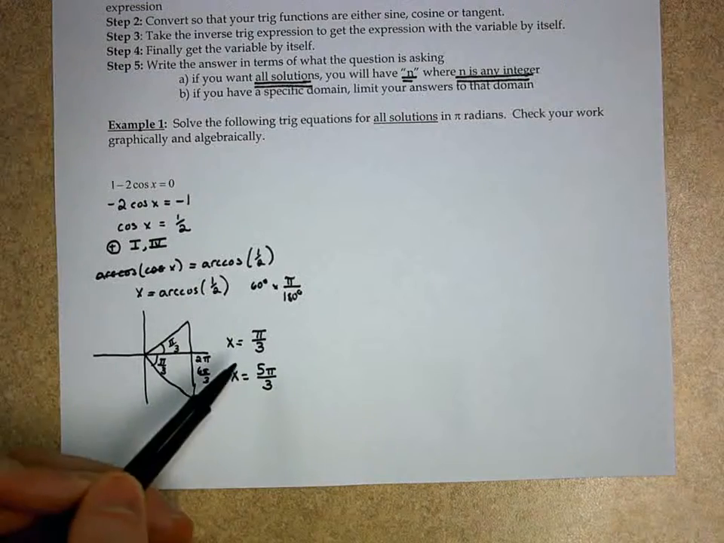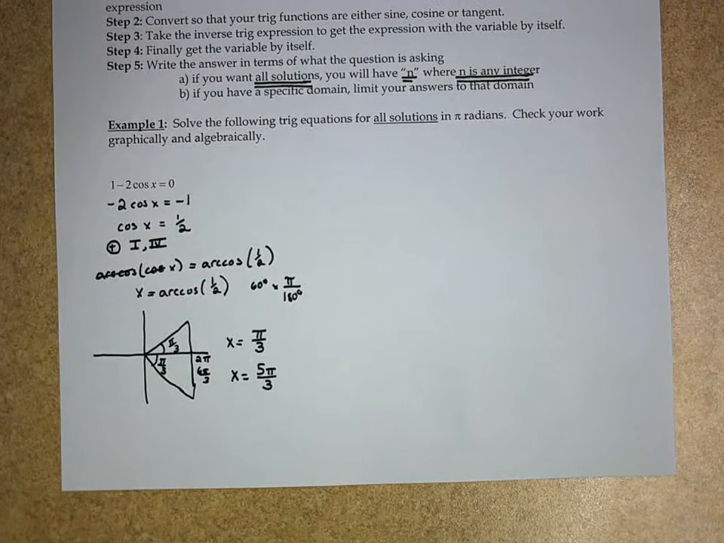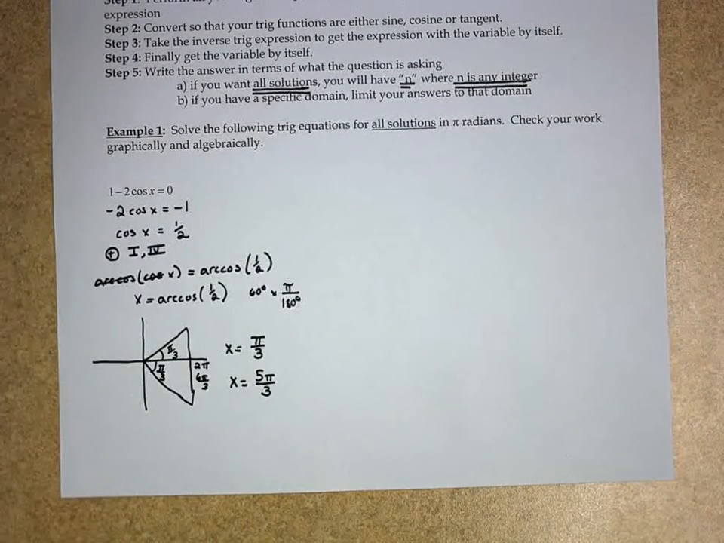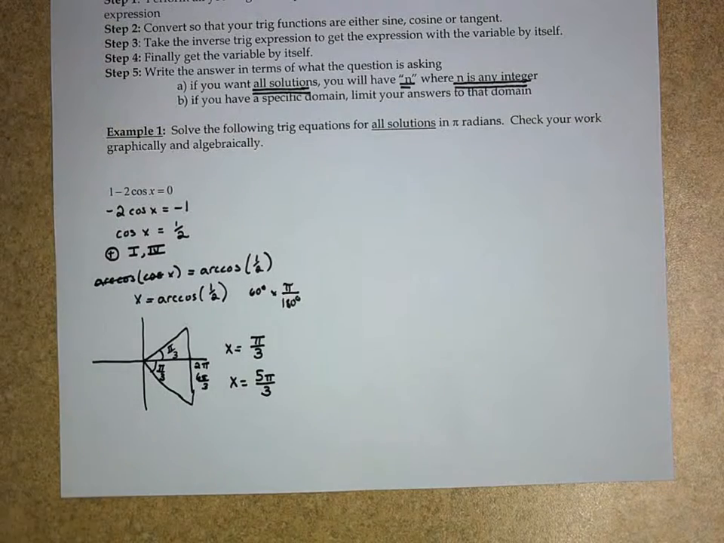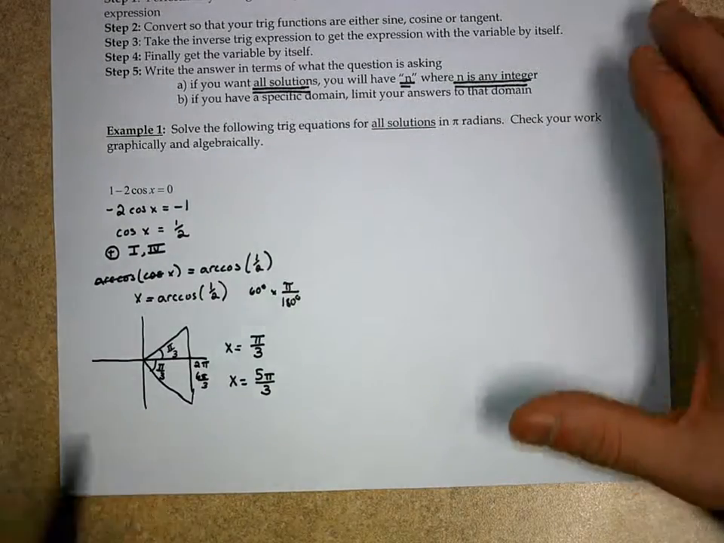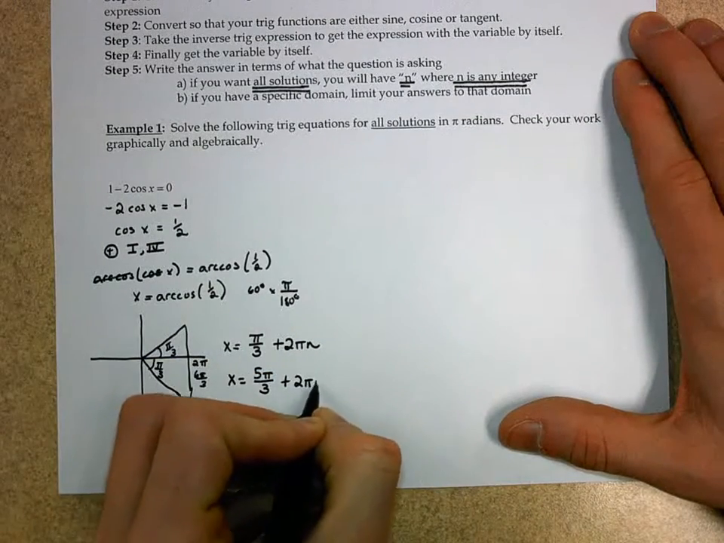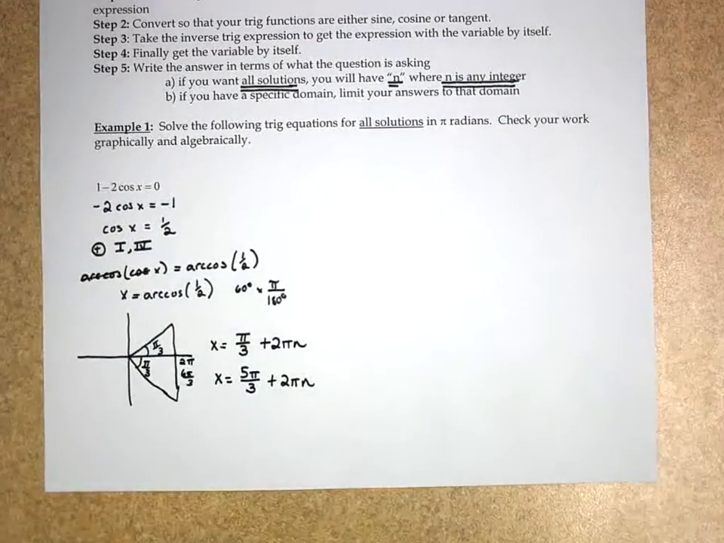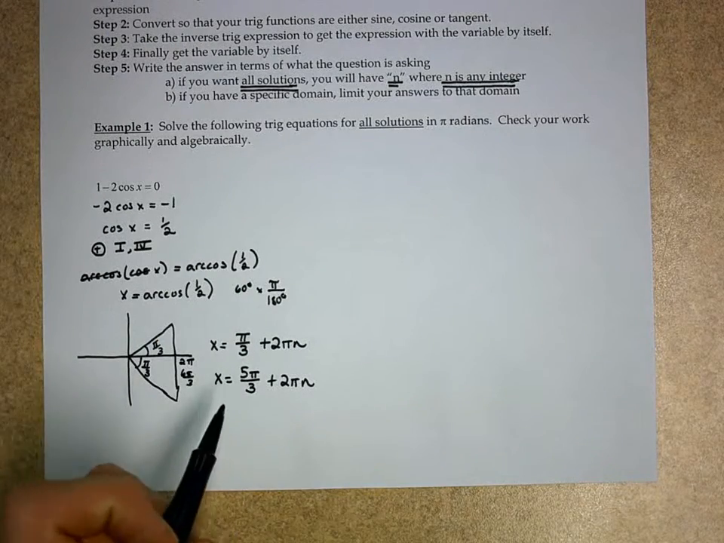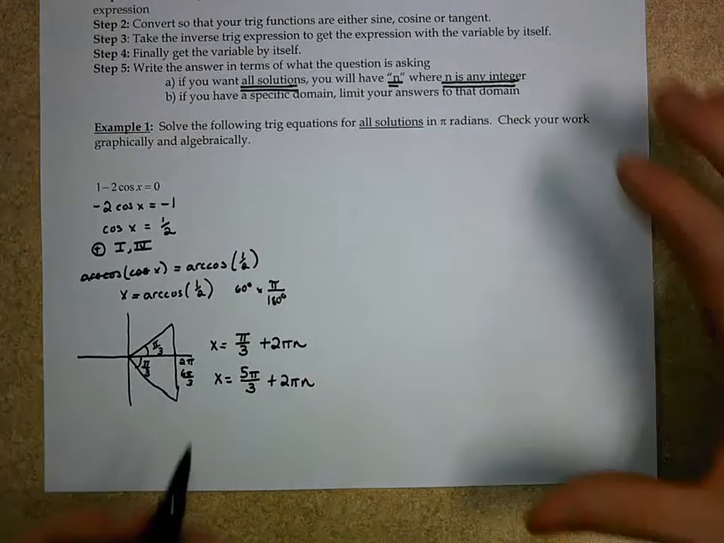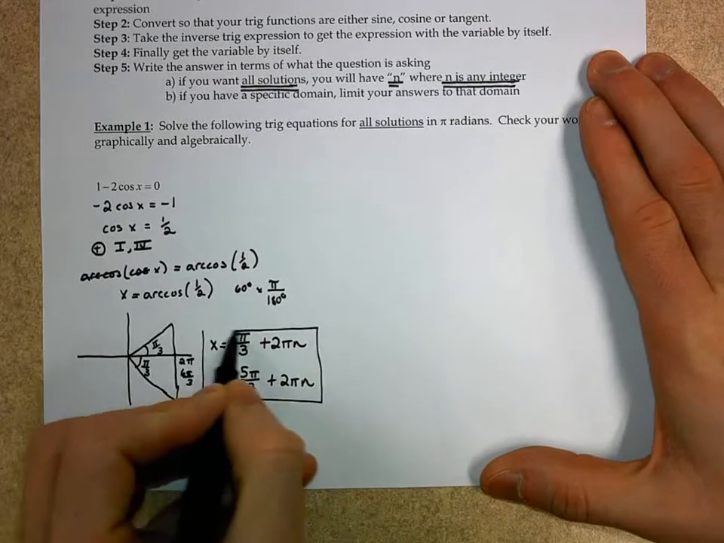Now this is fine and dandy. Those are my two solutions that I get from just reference triangles. But I want all solutions. So I want every single time I go around the unit circle, every single time I get one of those coterminal angles, which is from when I add or subtract 360 degrees, or in this case, since we're in radians, we're going to say plus 2 pi n. Remember that 2 pi is the same thing as 360 degrees. So this equation says pi over 3 plus 2 pi n. That represents every single time I go around the unit circle.